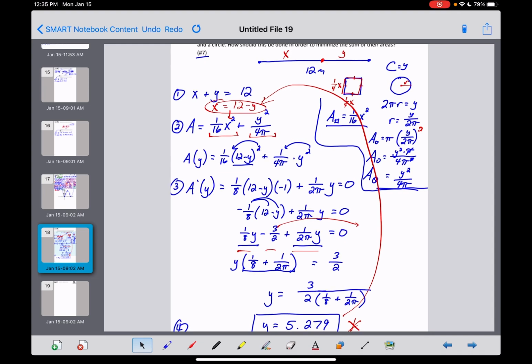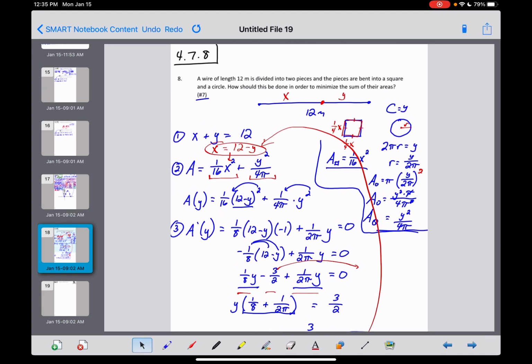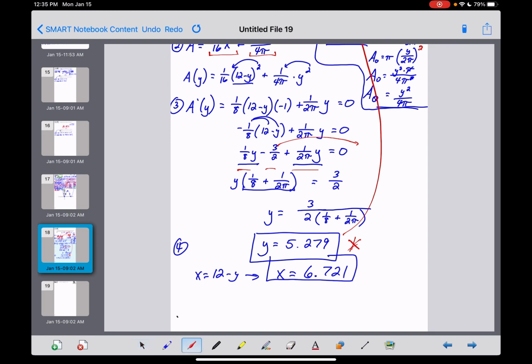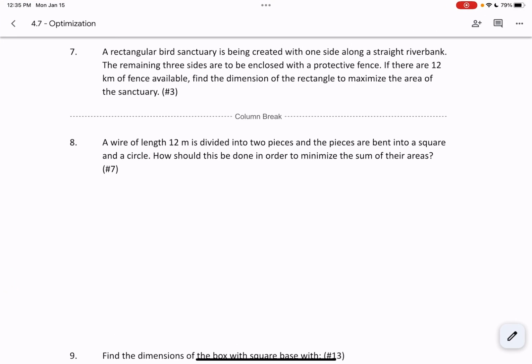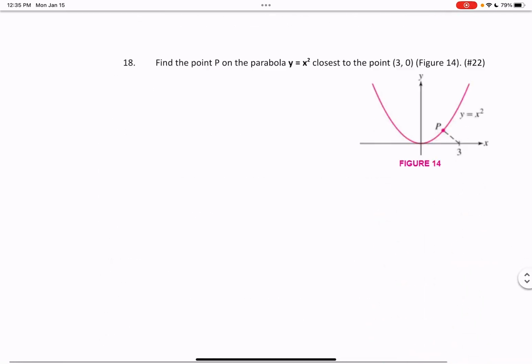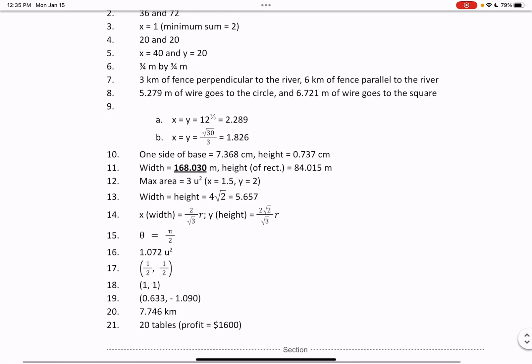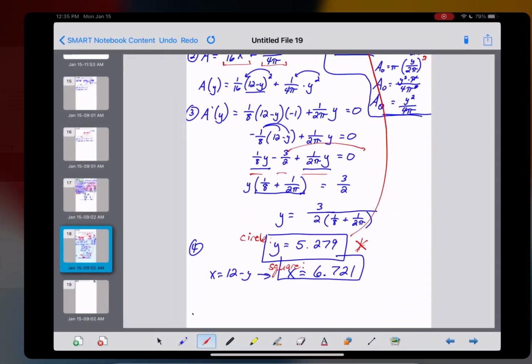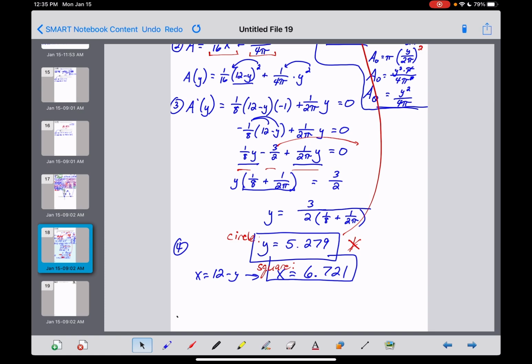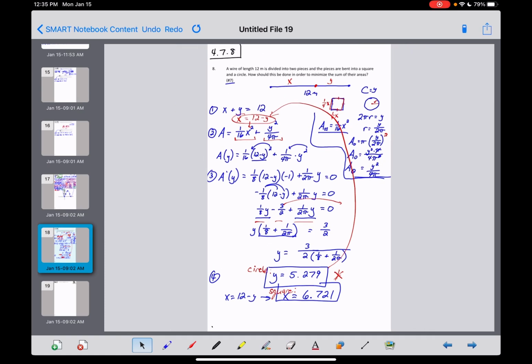Let me go back and check. How should this be done in order to minimize the sum of their areas? So that y quantity that we just came up with right here, that's how much we were going to use for the circle, and the x quantity is how much we were going to use for the square. And let's see, I think I have this document actually open right here next to me. Again, this was number 8. Sorry, guys, fun to scroll through here. Number 8, 5.279 meters of the wire goes to the circle, and 6.721 meters of the wire goes to the square, and I think that's what we came up with right there. Okay, so that is how you would handle problem number 8 in the 4.7 packet.